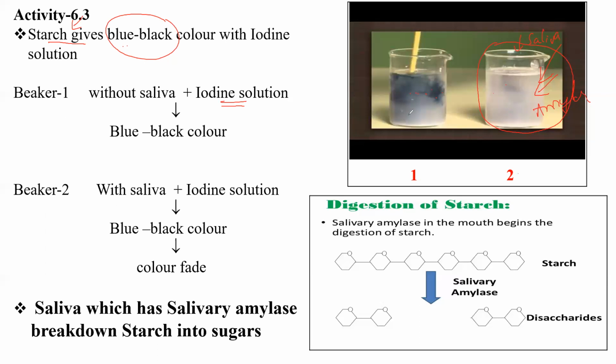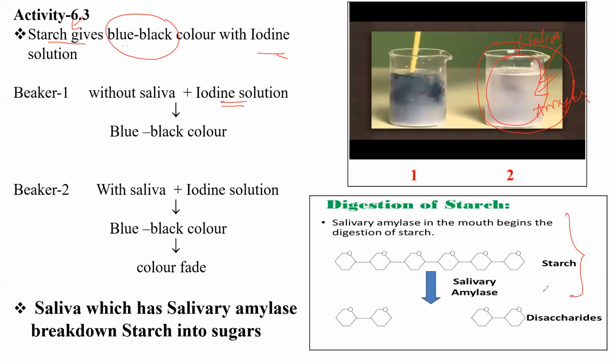But the first beaker looks blue-black in color only, because starch is still starch. In the second beaker, starch has converted into sugars. Sugars will not give the iodine test, meaning the blue-black color it will not give. By that experiment, we come to know salivary amylase is used to break down carbohydrates into sugars.